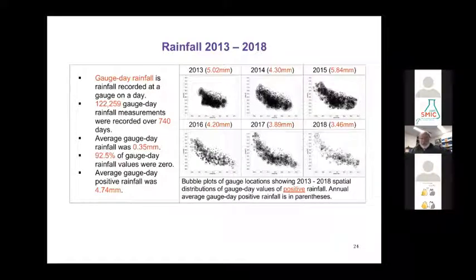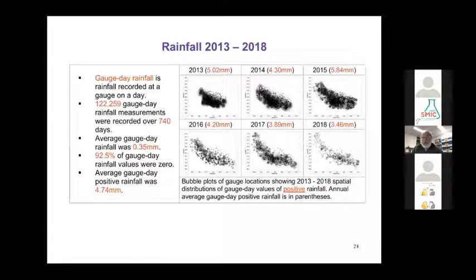Rainfall 2013 to 2018, the analysis was done at gauge by day level. There were 122,259 gauge day rainfall measurements over the 6 year period, over 740 days. The average gauge day rainfall was 0.35 of a millimeter, but 92.5% of gauge rainfall values were zero. This is a desert country. So in fact, when rain did fall, the average gauge day positive rainfall was 4.74 millimeters.